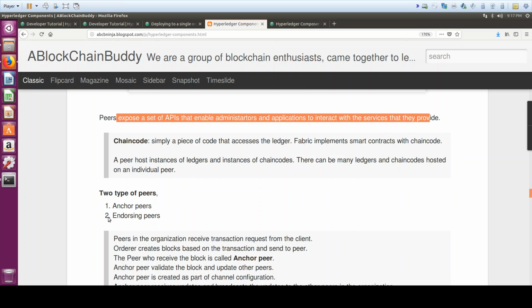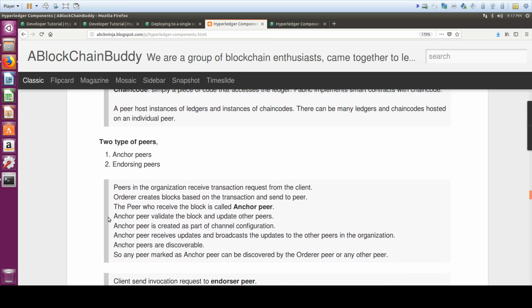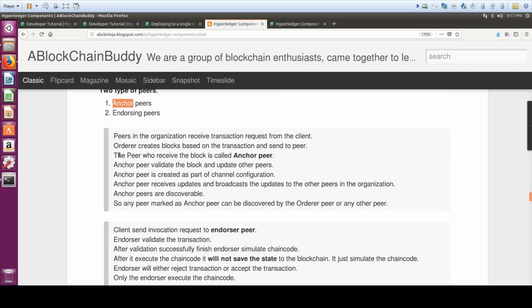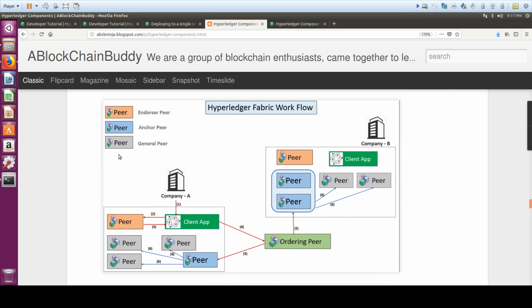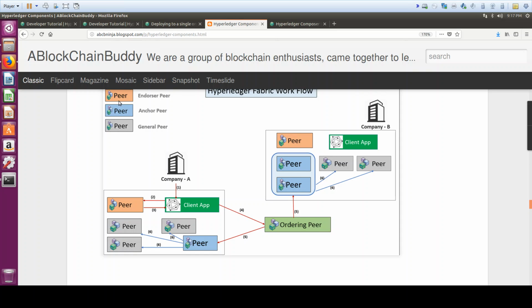Okay. Types of peers: anchor peer and endorsing peer. There are two types of peers: anchor peer and endorsing peer. They are very important parts of a blockchain network. We will see them a little bit deeper, but before that, I would like to show you a network. So this one is the endorser peer, and this one is the anchor peer. And these all are general peers. They have the ledgers.